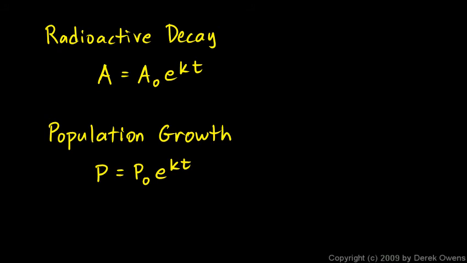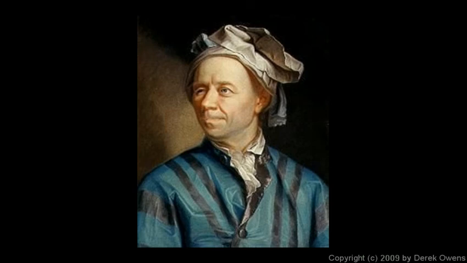Now e, incidentally, the number e there, e stands for Euler. And here's a picture of him. This is Leonhard Euler. He was a mathematician from Switzerland, lived in the 1700s, and just a phenomenal mathematician. Did a tremendous amount of work in a wide variety of areas and a lot of very significant theories.